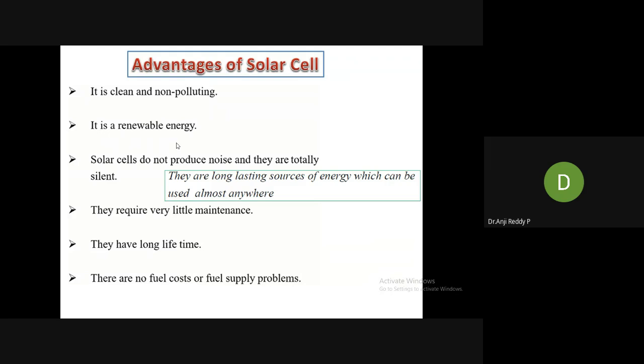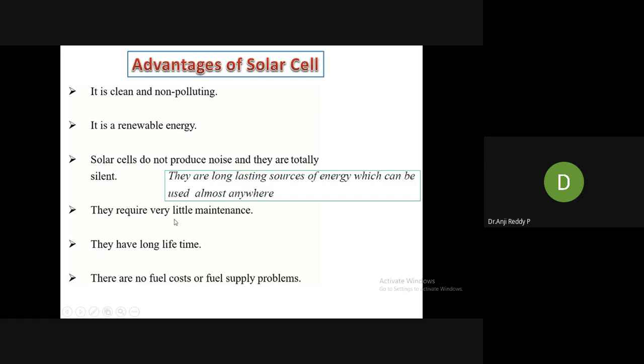That is a natural source. Whatever source we are using here is the sun, the light coming from the sun. That's why we call it renewable energy. Third, solar cells do not produce noise and they are totally silent. Next, they are long-lasting sources of energy which can be used almost anywhere. The sun is forever, because the sun is available everywhere, so we can use solar cells everywhere.